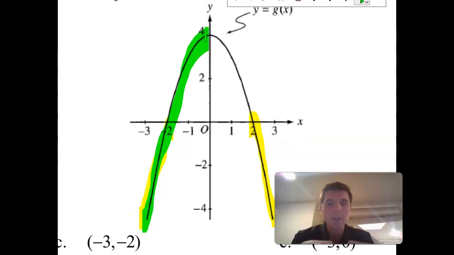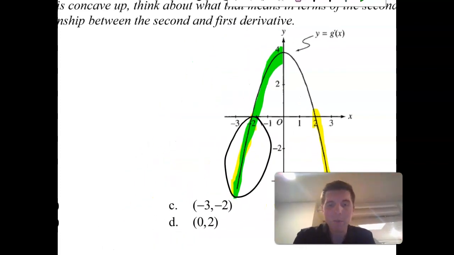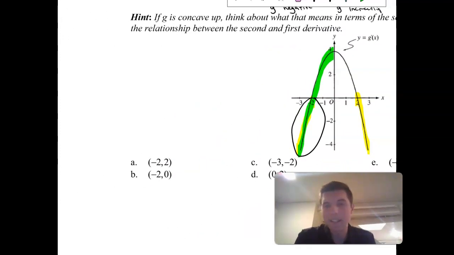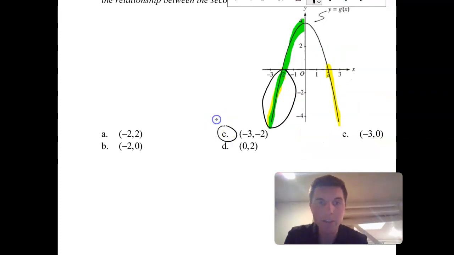And so my question is, where are both of those things happening at the same time? They're both happening at the same time on this chunk right here. Sometimes when I highlight, the colors kind of blend together and it's really nice. But this time it didn't do that. But I can see they're both highlighted for that chunk. So C is my solution.